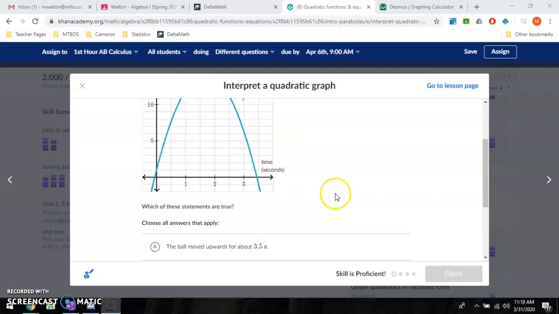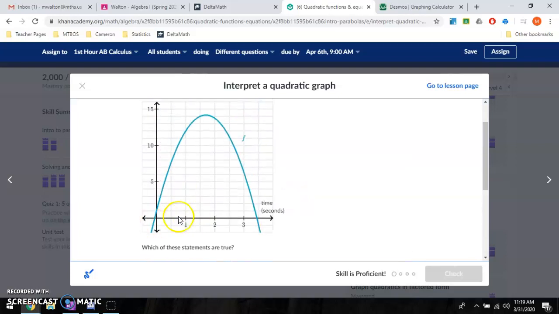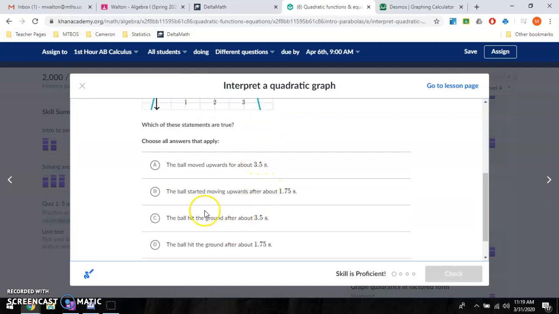So which of these statements are true? First statement, the ball moved upwards for about 3.5 seconds. Well, no, that's not true. At 3.5 seconds, yeah, the ball moved up, but it also went down as well. So no, nice try. That is not one of our answers. Next one. Oh, I didn't mean to click you. The ball started moving upwards after about 1.75 seconds. Well, no, after 1.75 seconds, the ball wasn't moving upwards. It was moving downwards at that time. Nice try, Khan Academy, not today.